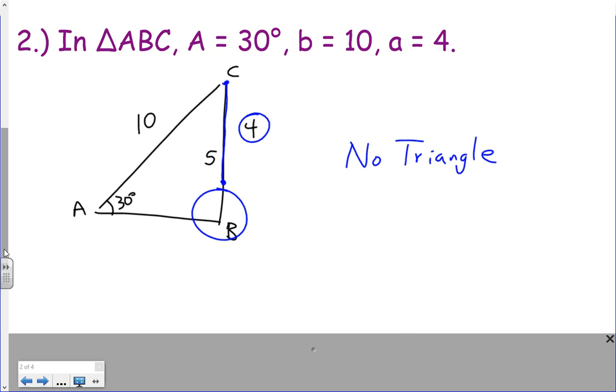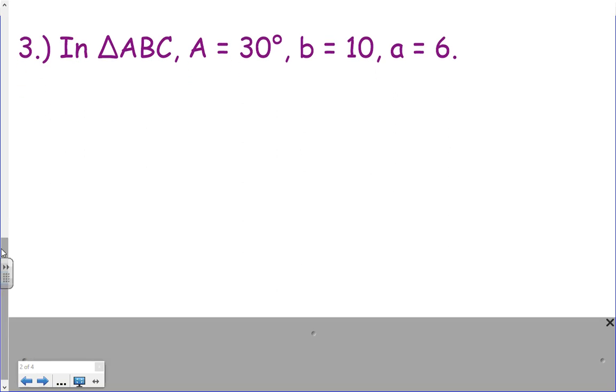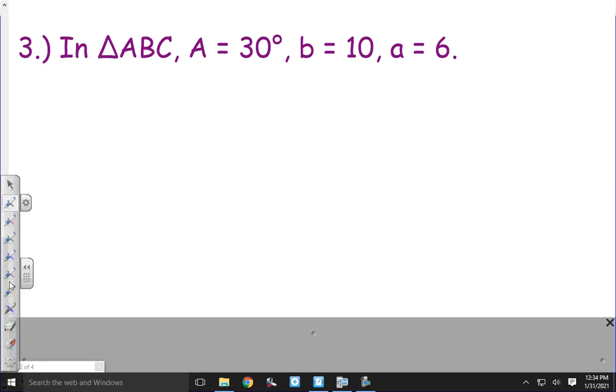All right, let's look at a couple more examples of issues that we can run into. Again, working with that same triangle, the angle A is 30 degrees, B is still 10, but we're going to change A. We've already looked at what happens if it's 5: we end up with a right triangle. With 4, it's no triangle.